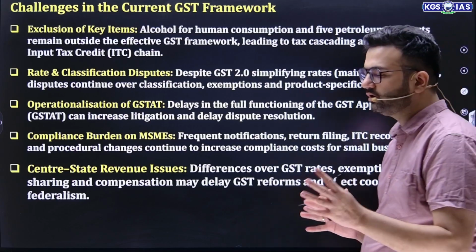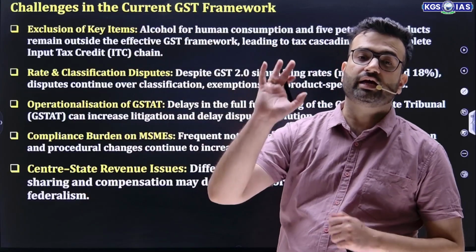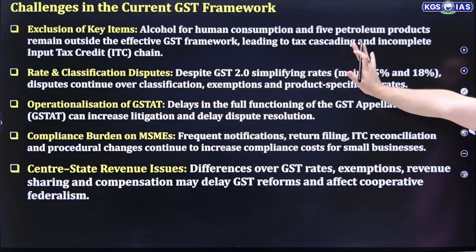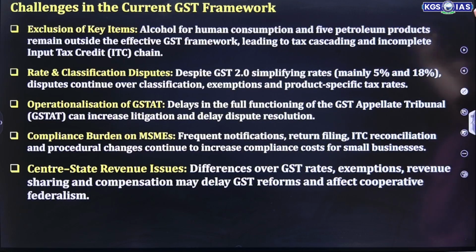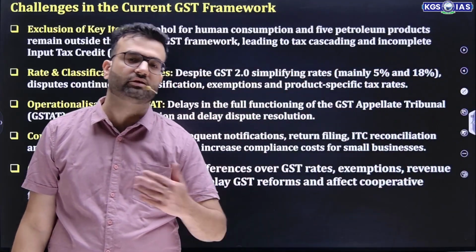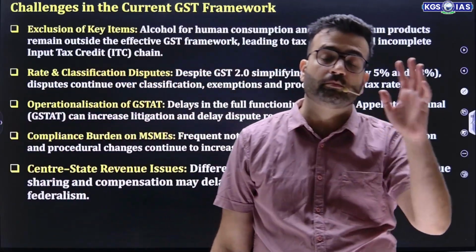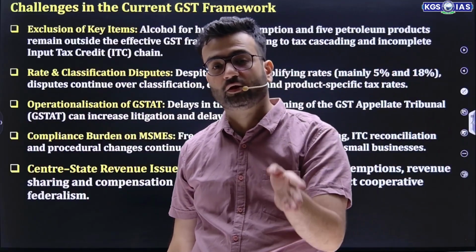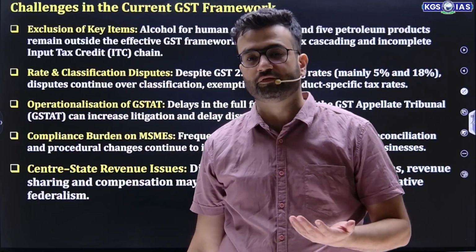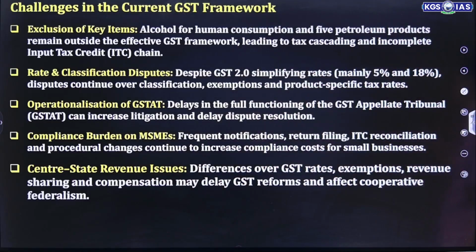Still, many economy scholars, policymakers, and retired people say that some items, especially alcohol for human consumption and five petroleum products, are outside the effective GST framework, which creates tax cascading and an incomplete input tax credit chain. What is this input tax credit? Suppose I paid taxes on raw material, I can claim the refund when I pay the final taxes. That is input tax credit. So there are many cascading effects, because petroleum and alcohol are outside the purview of GST. So the cascading problem still persists there, and this incomplete input tax credit chain also persists.